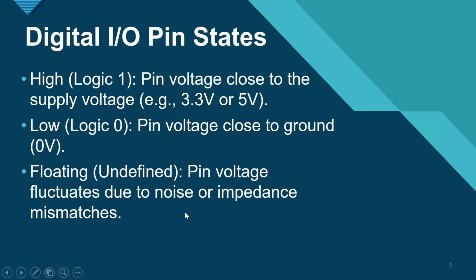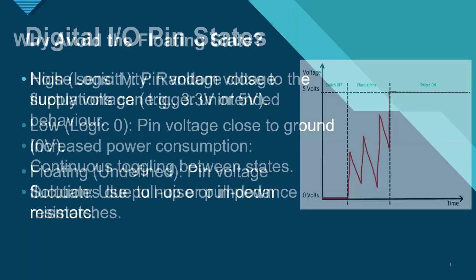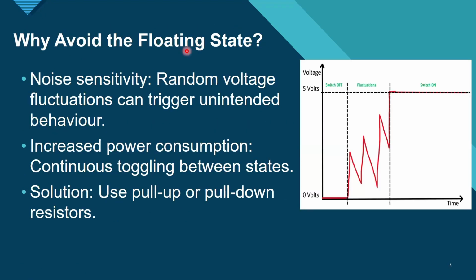Then we may get a question like, why should we need to avoid this particular floating state? That is because random voltage fluctuations can trigger unintended behavior, which causes unpredicted operation of the task that they are intended to do. Second, because of the continuous toggling between the high and low states, that is between 5 volt and 0 volt, there is increased power consumption.